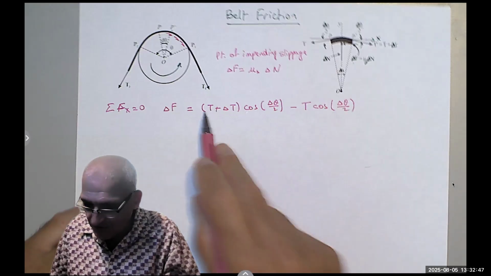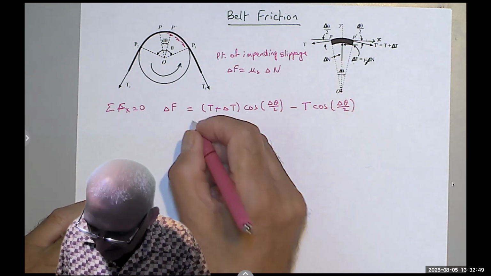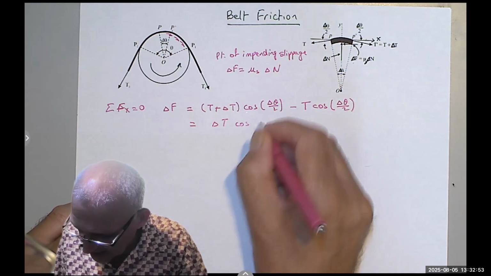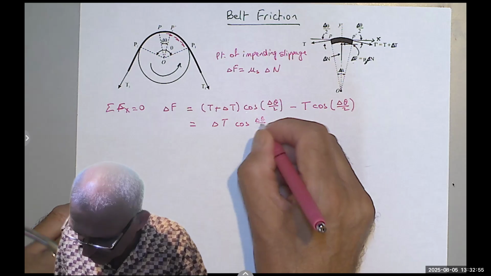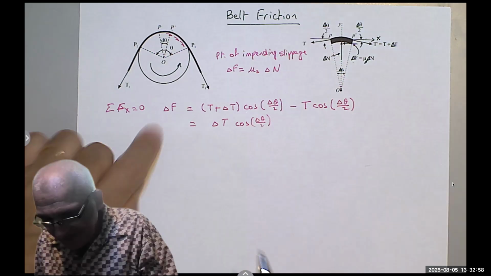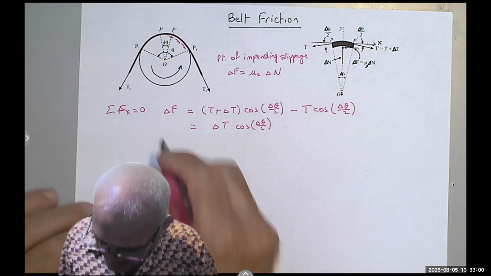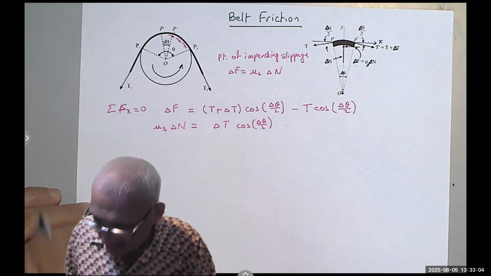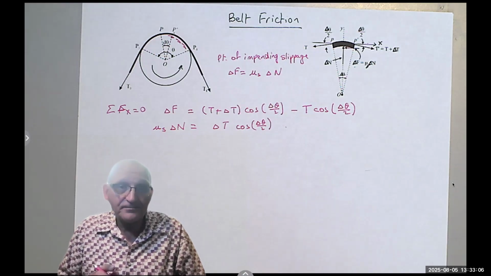So of course, T cosine minus T cosine cancel, and I can rewrite it as delta T cosine delta theta over 2. But delta F is mu sub S times delta N. So we can write this as mu sub S delta N. And this is my first equation.